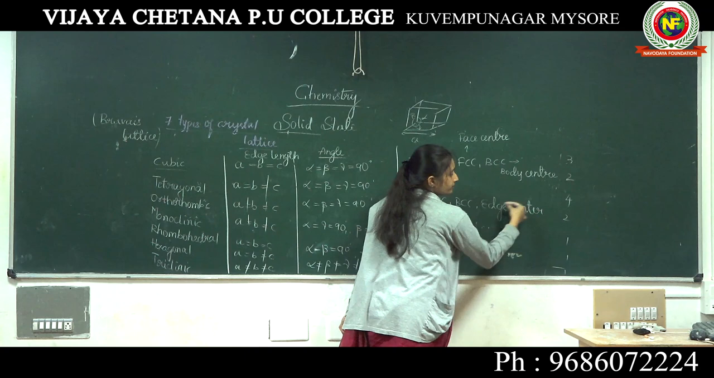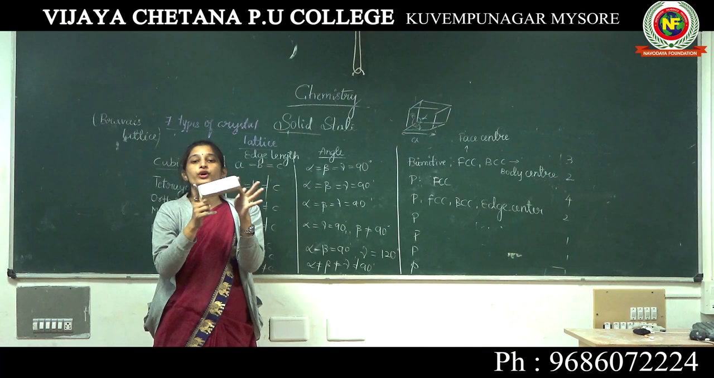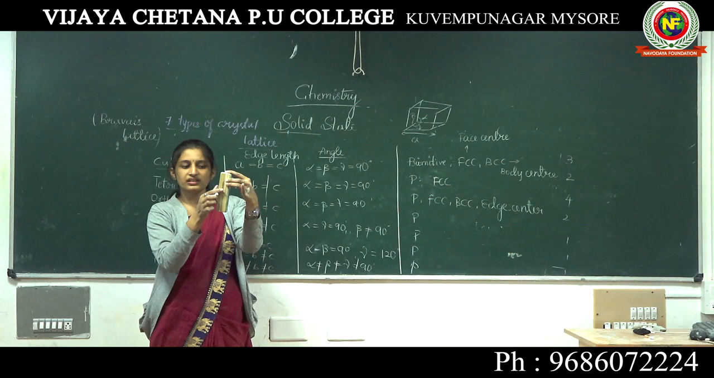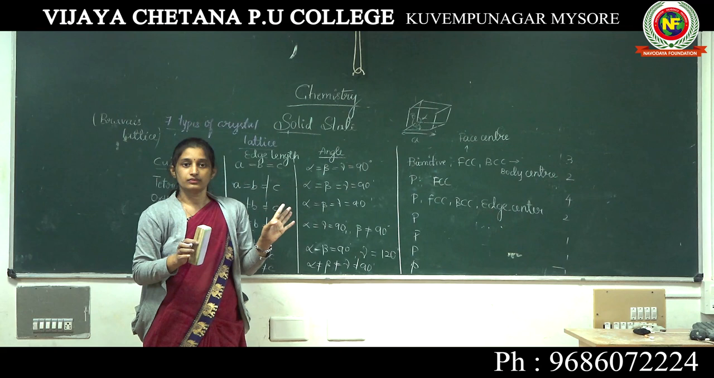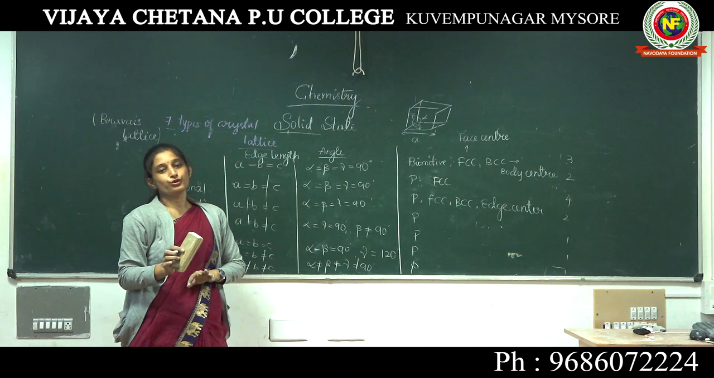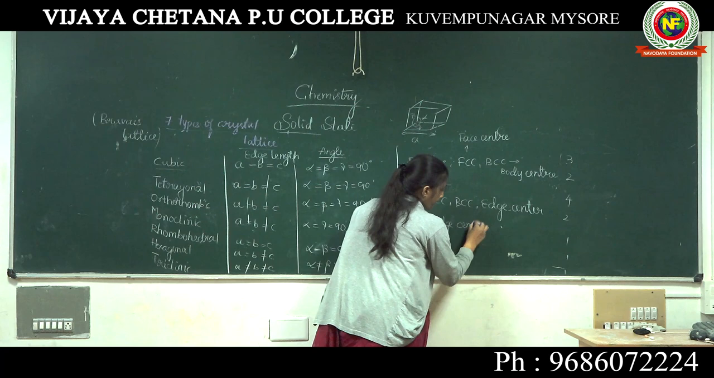Edge center means, see, try to understand properly. These two faces, any two opposite faces, contain atoms. Here one atom. That is edge center. You can consider these two faces. If these two faces contain atoms, that is edge center. Take these two faces, any two faces, but they should be opposite. That is edge center. Is it clear? Next, edge center. Last one.